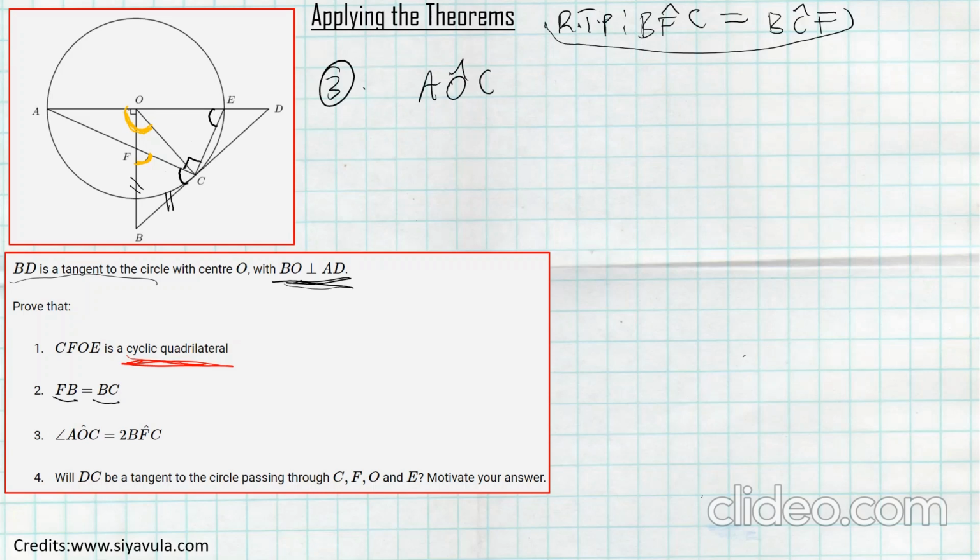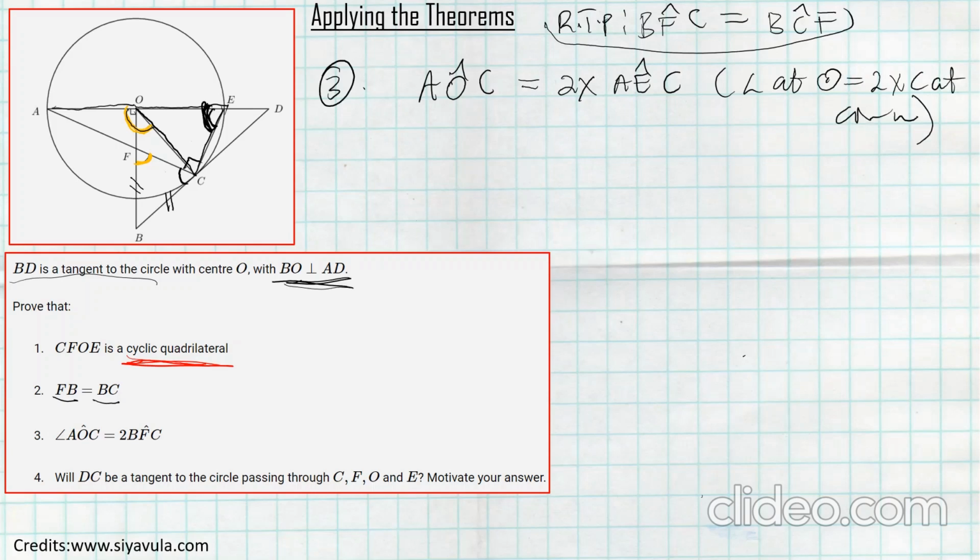AOC is an angle at the center, right? What do we know about angle at the center? Remember theorem number 2? Angle at the center of the circle is the same as 2 times the angle subtended at the circumference. Meaning that our angle AOC is the same as 2 times angle AEC, by angle at center is 2 times angle at circumference.